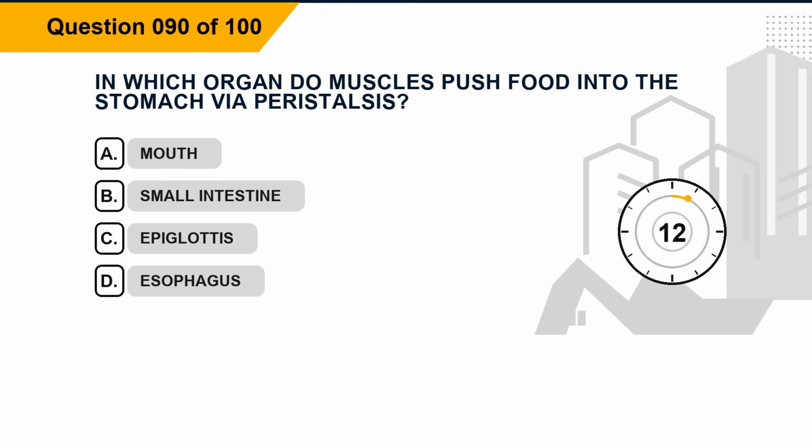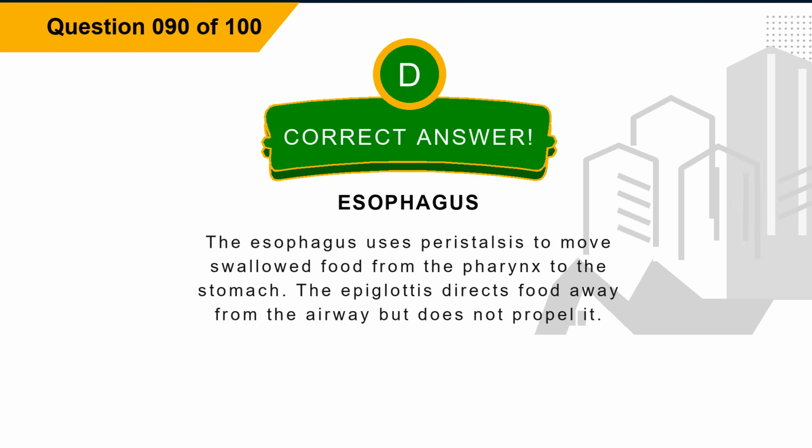Question 90. In which organ do muscles push food into the stomach via peristalsis? Option A, mouth. Option B, small intestine. Option C, epiglottis. Option D, esophagus. The correct answer is option D, esophagus. Explanation. The esophagus uses peristalsis to move swallowed food from the pharynx to the stomach. The epiglottis directs food away from the airway but does not propel it.